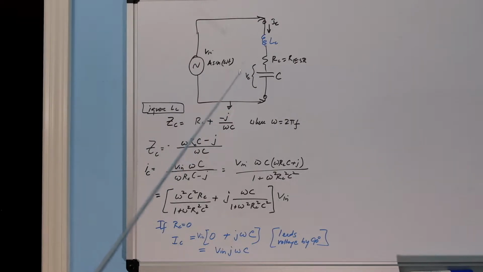Now we can simplify further. If you want to just look at an ideal capacitor, you basically make RC equal to 0, in which case the first term, the real part, goes to 0. The only thing left is the j omega C. From this, omega C over 1, the denominator goes to 1, and so we have a current of IC, which is Vin j omega C. This implies, the j implies it's positive j, that means the current is leading the voltage by 90 degrees.